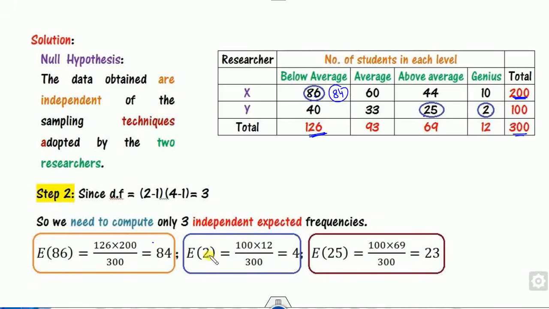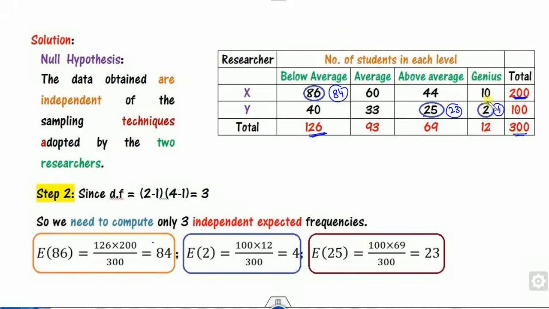Look at the value of the 2 is 100, 12 and 3. So the value here is my 4. Similarly, you can find the other values. This is my 23. So once we are finding here, you can find the remaining values also. So look at that. This is my 126.